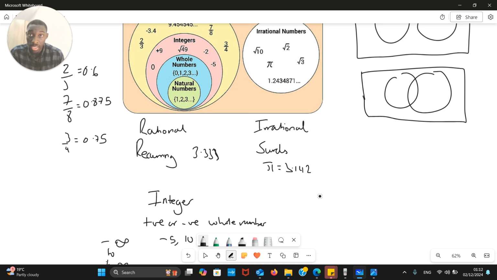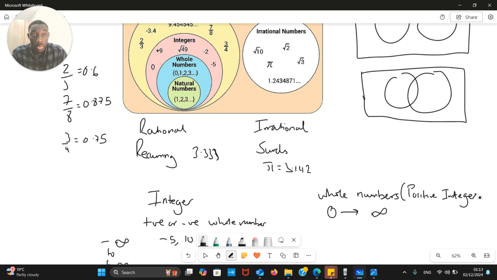And then now, within our set of whole numbers, we can separate numbers that are natural numbers. So whole numbers start from 0 all the way up to infinity, so they're going to be positive integers. Sometimes you're going to see some questions where they might say a positive integer, and then we need to understand that this is a whole number. Now, the only difference between a natural number and a whole number is that the set of natural numbers starts from 1 and goes up to infinity.